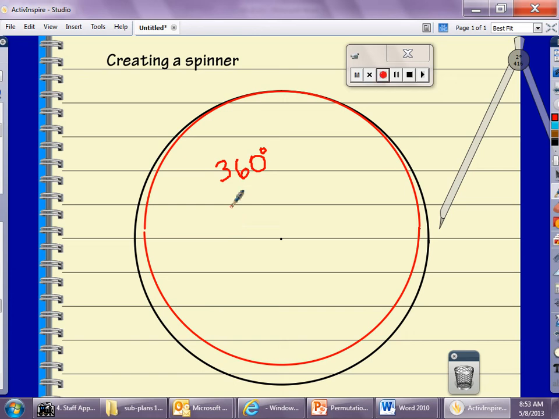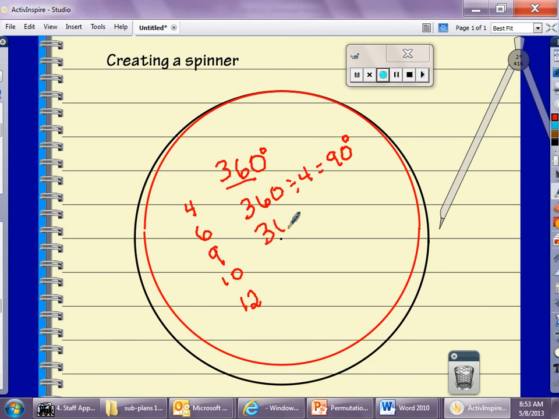Now we're going to make a spinner with equal sides. You can make as many pieces as you want, but to have whole numbers as answers, we're going to make either 4 sides, 6 sides, 9 sides, 10 sides, or 12 sides, because all these numbers will go into 360 evenly. So all we need to do is take 360, divide it by 4, and we get 90 degrees. Right? Does that make sense? So if you divide the circle into 4 equal pieces, you get 90 degrees.